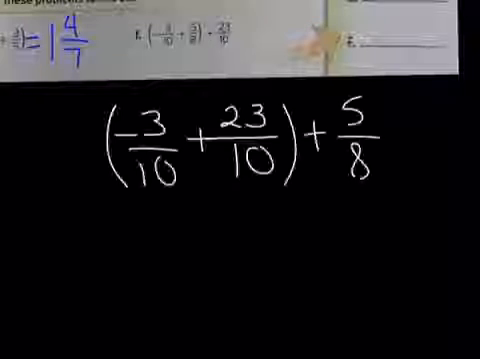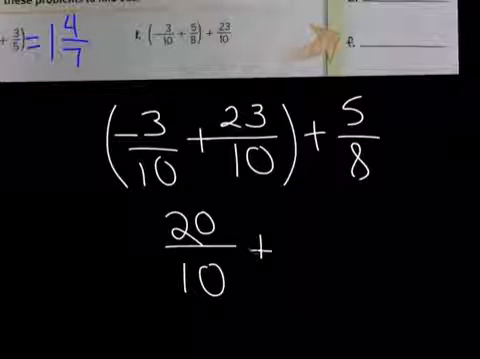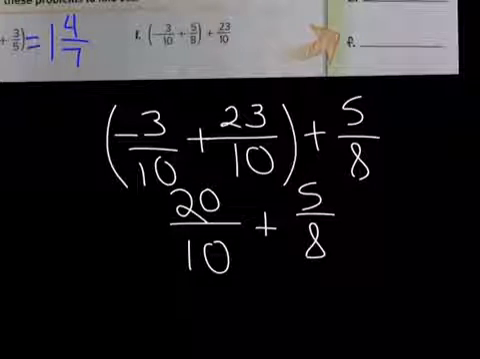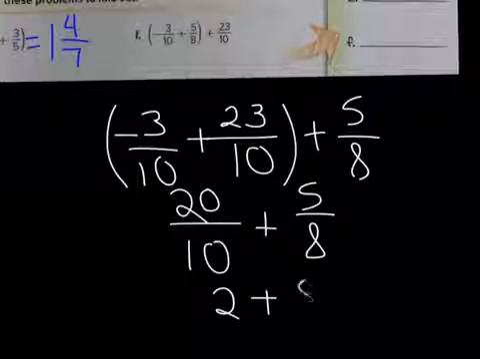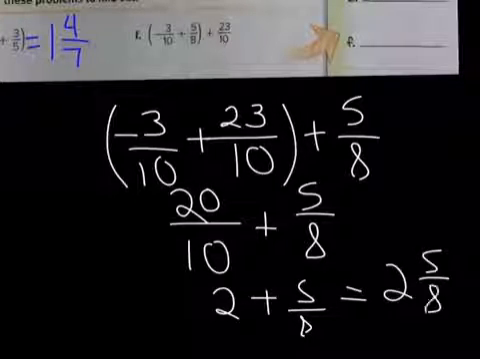And we can use the associative property here too. We have -3/10 and we have 23/10. Oh, an improper fraction right there. That's not common. Let's group them. You should have something that looks like this. Okay, and when we do the math here, negative 3 plus 23 is going to actually be 20 over 10 plus 5/8. And when I divide 20 divided by 10, I'm going to get 2, right? So I get my 2 here plus 5/8 equals 2 and 5/8.